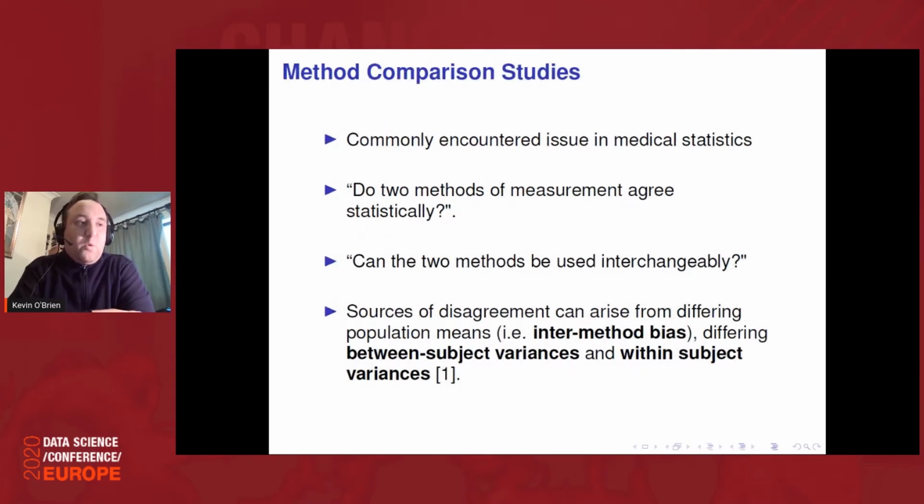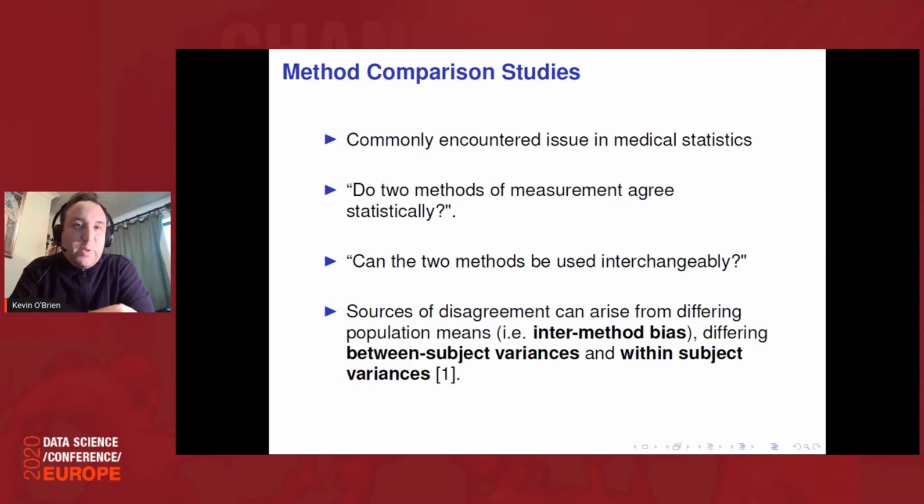So what we're asking is two particular questions. Do two methods of measurement agree statistically? And can the two methods be used interchangeably? Okay. Now, the second question, can the two methods be used interchangeably? That's a very straightforward definition. Does one method give you the same results as the other method? So it's quite a strict definition. They actually are very close in measurement to one another.